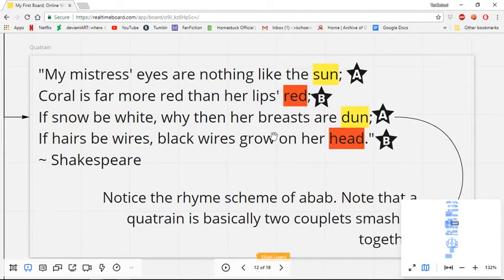This poem by Shakespeare is an example of a quatrain, and it is in typical A-B pattern, which is the simplest pattern that you can see in a quatrain. The end words rhyme together in an interchanging scheme. So sun and done rhyme just like red and head rhyme.